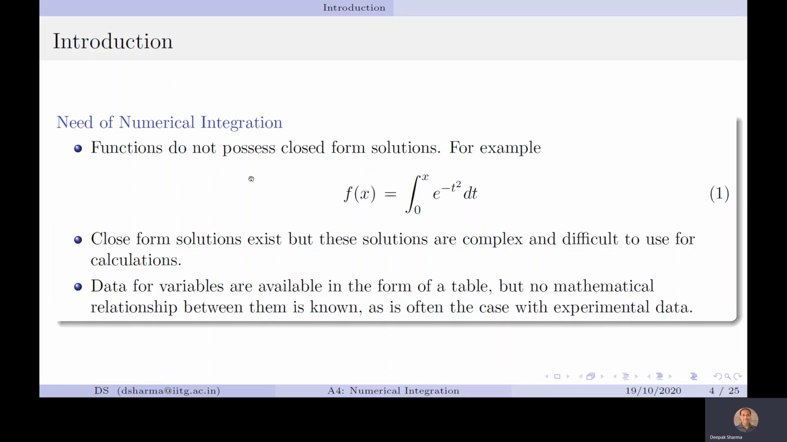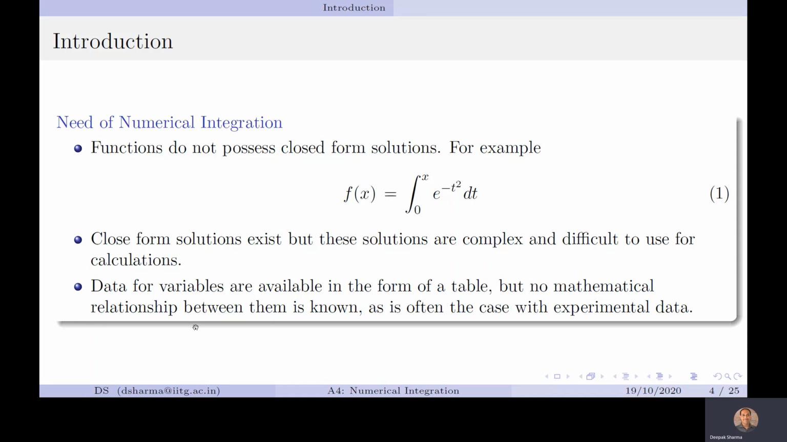First of all, let us understand the needs of numerical integration, because as you know, we can even find integration by hand. But sometimes, when a function does not possess a closed form solution, we use numerical integration. Second, closed form solutions may exist, but these solutions are complex and difficult to use for calculations. So in those cases, we are going to use numerical integration.